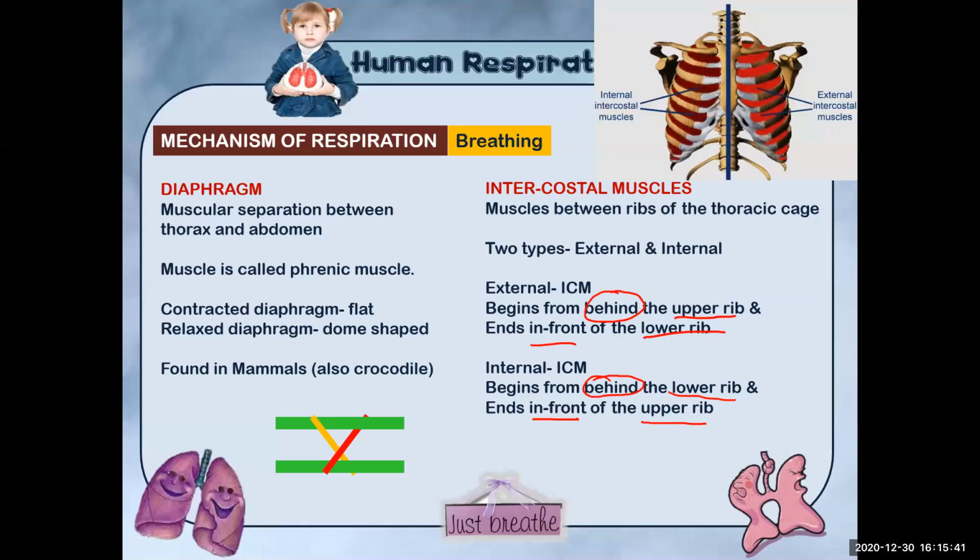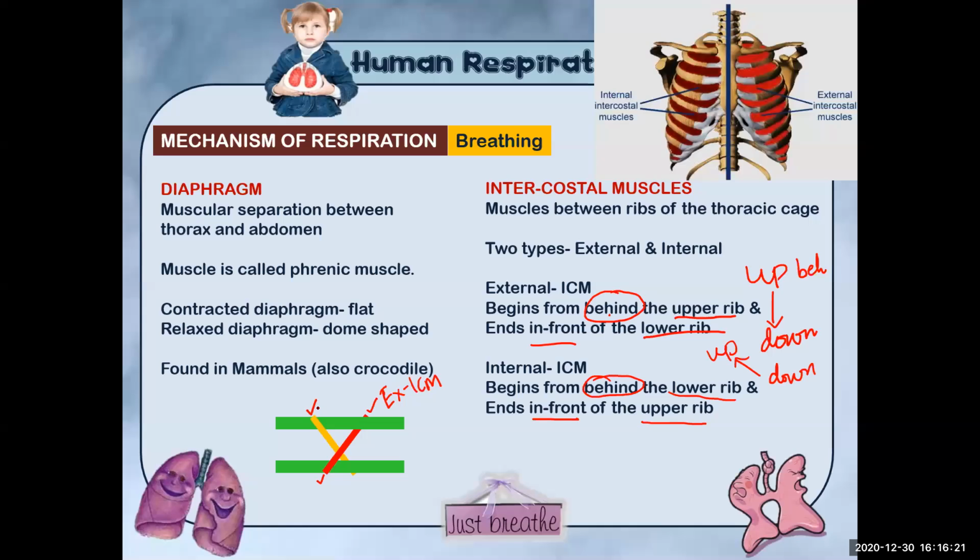External intercostal muscle goes from up to down. Internal intercostal muscle goes from down to up. They all go from behind to the front. So it goes from behind the upper rib. Behind the upper rib I can see red, right? And in front of the lower rib I can see red. So this is external intercostal muscle. Behind the upper rib and in front of the lower rib.